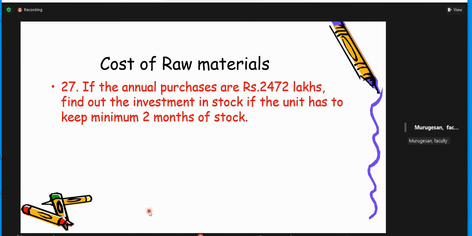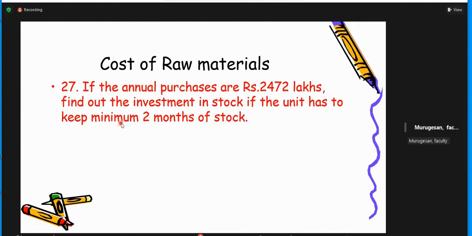Now, slowly we are inching towards working capital calculation. You see the question, a simple question, but it's preparatory for you to go towards working capital. The annual purchases are 2,472 lakhs of raw material. Annually, every year, they are buying 2,472 lakhs. And the unit has to keep minimum 2 months stock. Then the question is, what is the working capital needed, or what is the investment in stock needed?